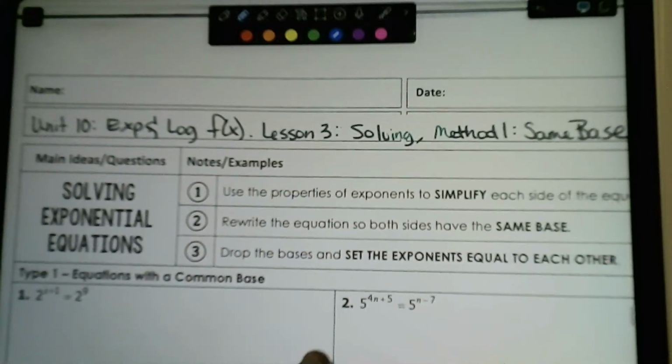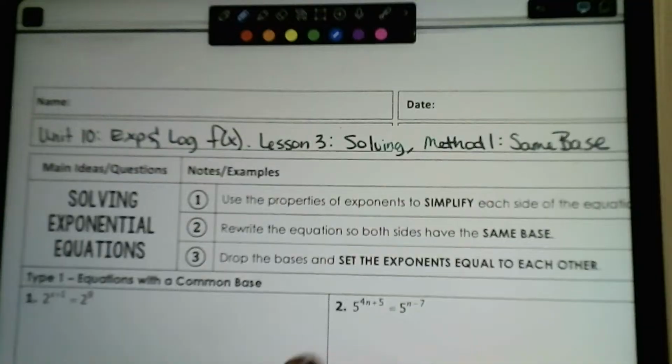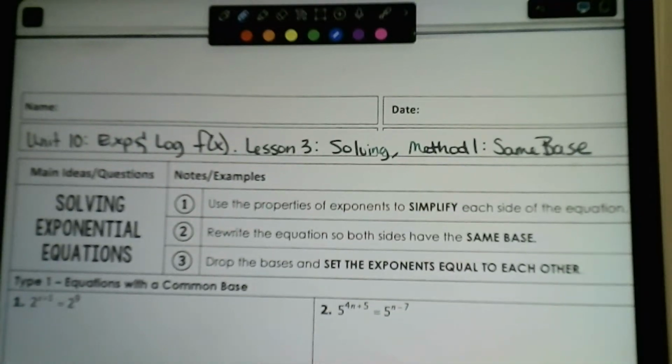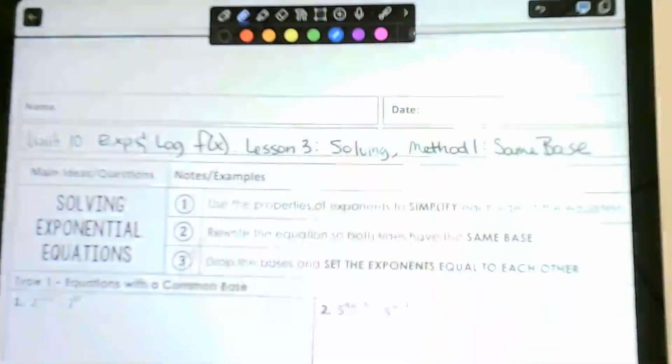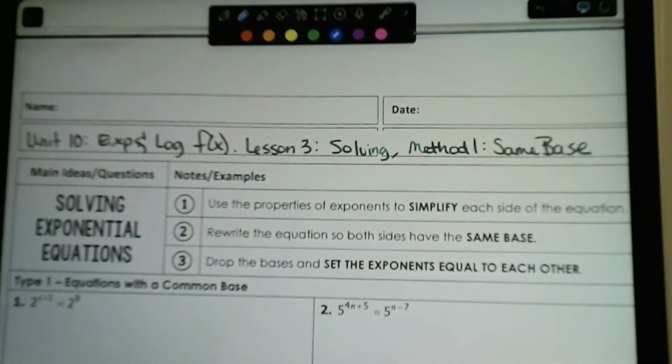All right, lesson 3, solving. This is method 1, same base. This is the same base method. What we're going to do is step 1, we're going to use the properties of exponents in order to simplify both sides of the equation and rewrite it so that both sides have the same base. If they already have the same base, then steps 1 and 2 are done. If they don't, we have to do a little bit of work. Once we get both sides of the equation in the same base, you can just work with the exponents and ignore the base. Okay?